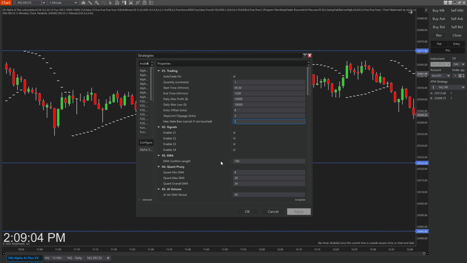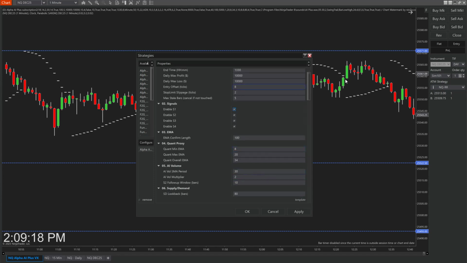And then we have the signals. We have S1, S2, S3, S4. If you are with me in the room, you know what I'm talking about. These kinds of signals we have in the system, you don't need to mess with them, just keep them on, and then it will print the signals. And we have the EMA confirmation, which means the 100 EMA, so the bot will not take trades or print signals unless long is above the 100 EMA or short is below the 100 EMA.